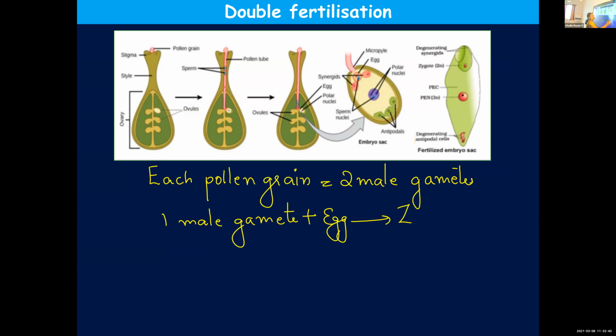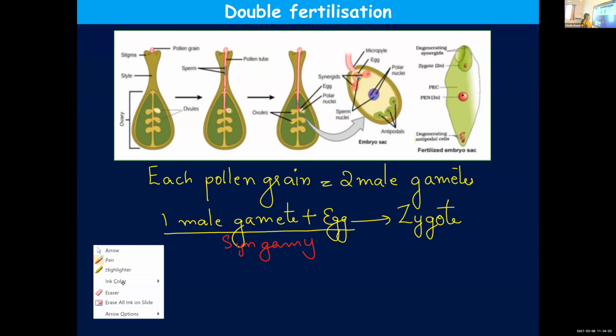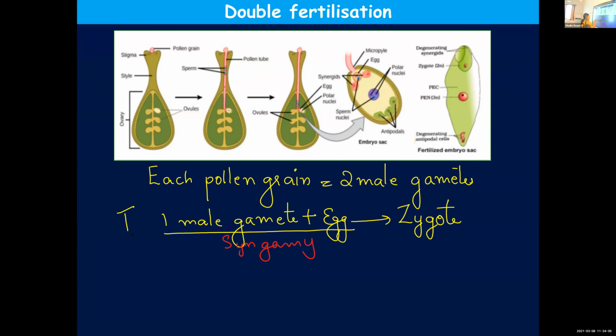And just like in any other fertilization, it results in the formation of a zygote, and you call this process syngamy. So syngamy takes place. That is fusion of male and female gamete to form a zygote. So this is the first fusion. And the second one, there are two male gametes. The second male gamete will fuse with two polar nuclei.